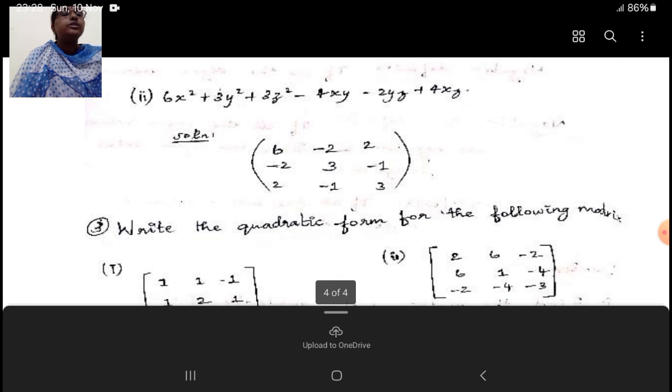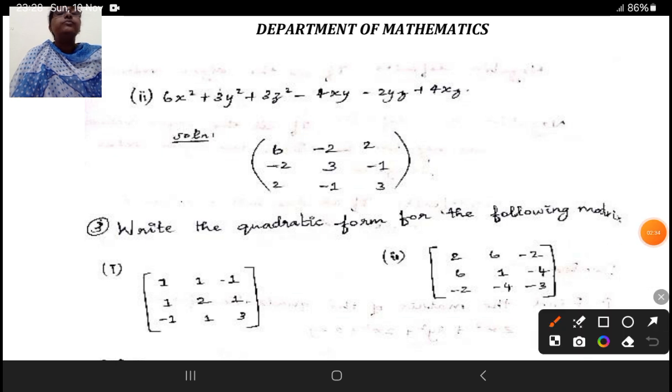Another example we can write. In this example we check the equation. The coefficient of x square, coefficient of y square and coefficient of z square, these three coefficients we write directly, and the remaining values we write as half of the value. The xy coefficient is -4, divided by 2 is -2. So -2 we write in these two positions. Then the yz coefficient is -2, divided by 2 is -1, so we write -1 in the yz and zy positions.